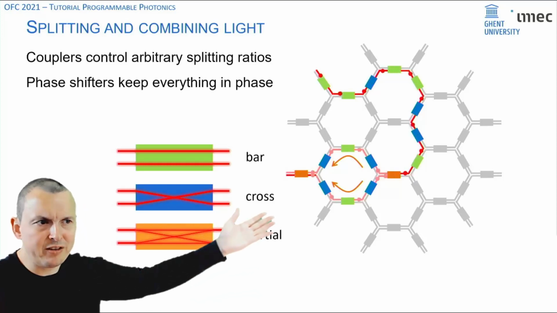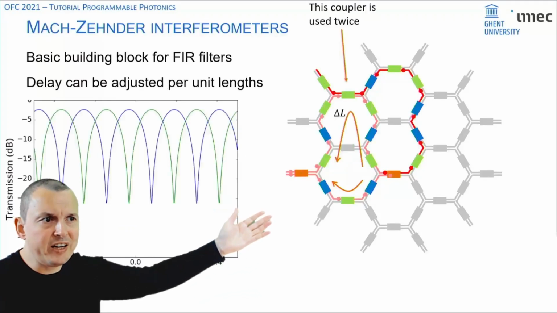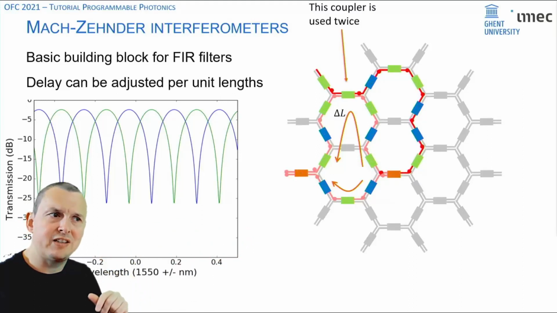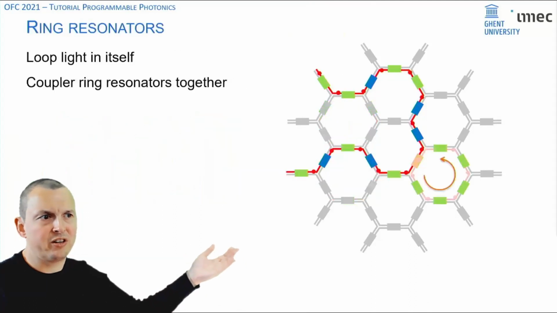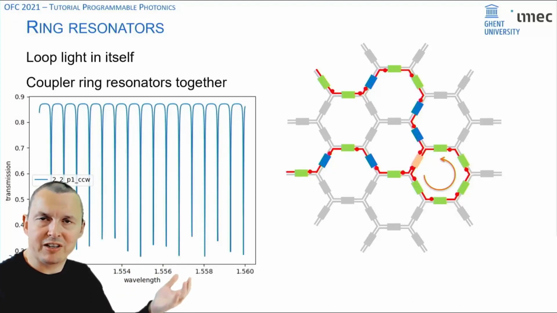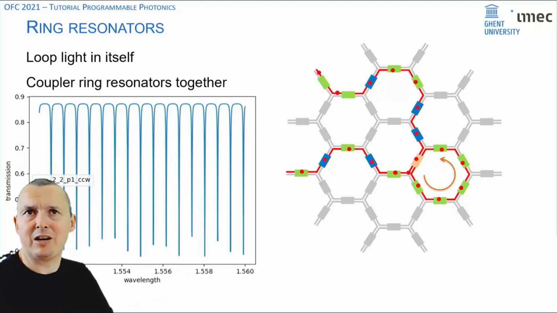So now you get an interferometer, and it's very easy to define a delay length or a path length difference in this hexagonal mesh. And this gives you a filter circuit. It gives you a Mach-Zehnder interferometer. And likewise, you can route your light in a loop to define a ring resonator, which gives you these sharp resonances. So you can make filter circuits in this type of recirculating meshes.